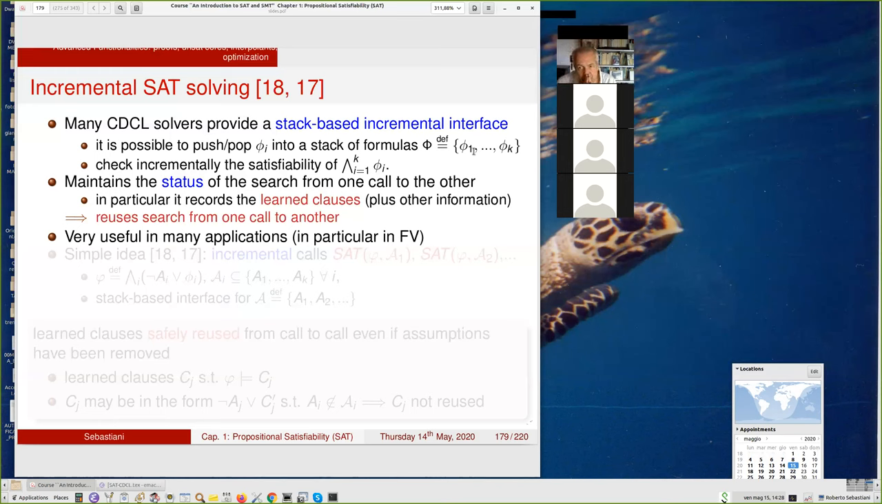Now let's make a step more. Suppose, the key point of an incremental SAT solver is that you don't want to restart the search from scratch every step. So imagine that I have a list of phi 1 to phi k elements, okay? I run and check and it returns SAT, okay? Then I add phi k plus 1 and I run SAT, but I don't want to recompute everything from scratch. In particular, and that's the key point, I don't want to recompute from scratch all the clauses that I learned in previous steps.